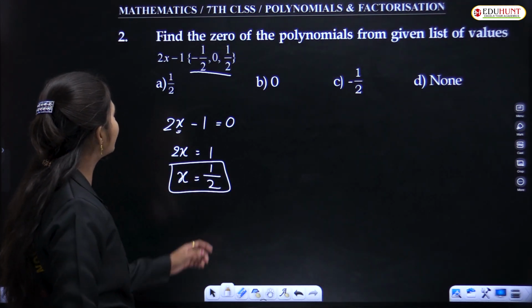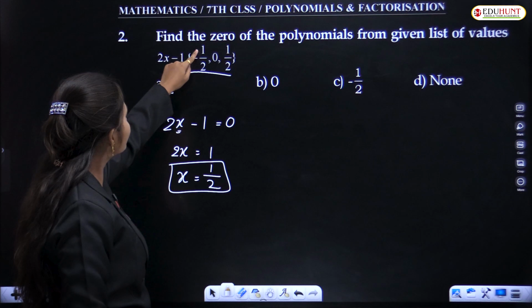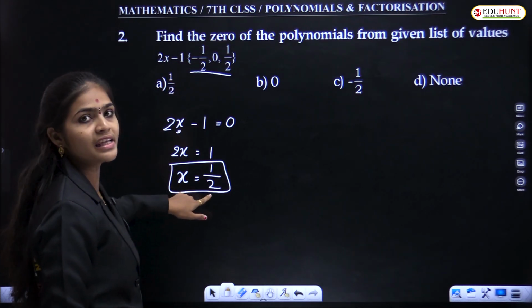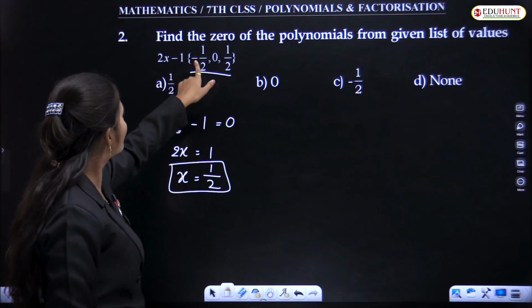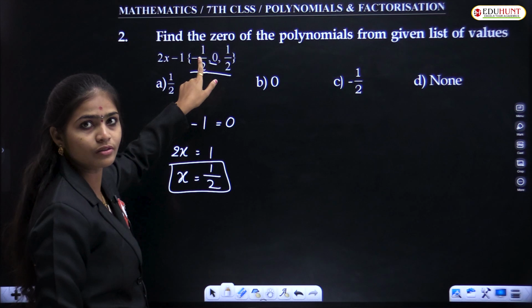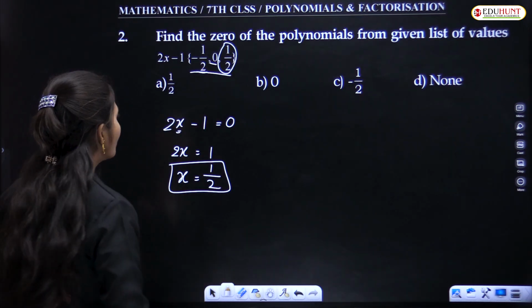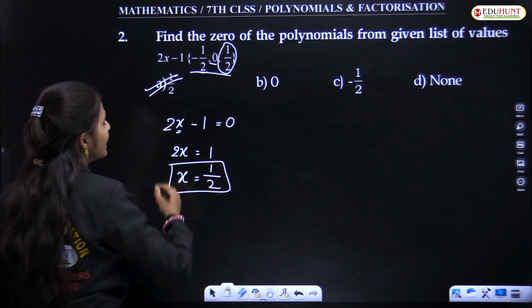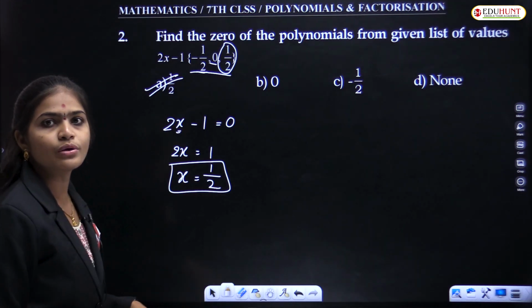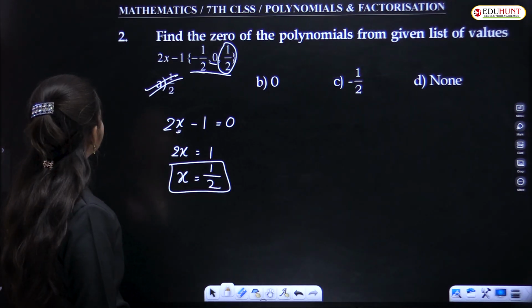So which option is correct from the list they are asking? Here minus 1 by 2 is there, but here we got 1 by 2. So minus 1 by 2 and 0 are not roots. So here which one is the root? That is 1 by 2. Okay, so option A is the correct one here. Okay, so let us see the next question.